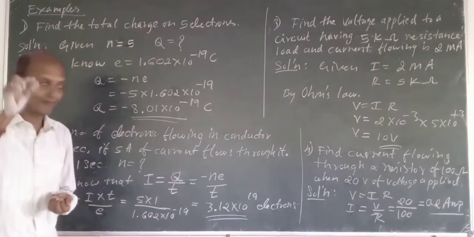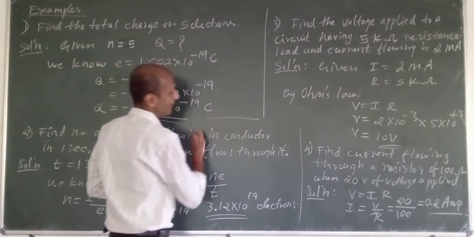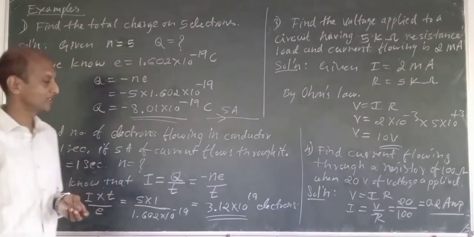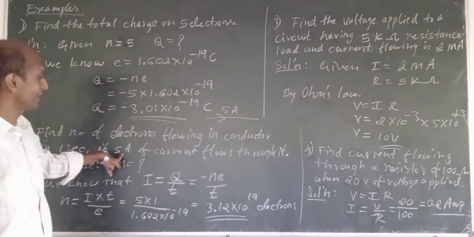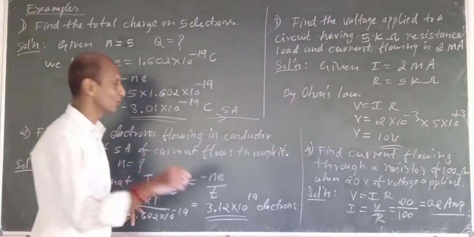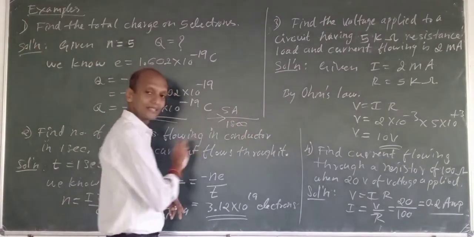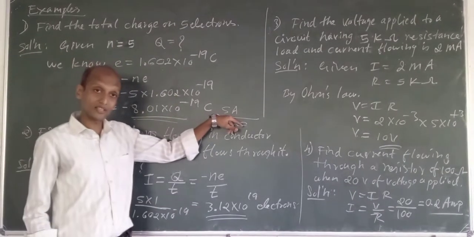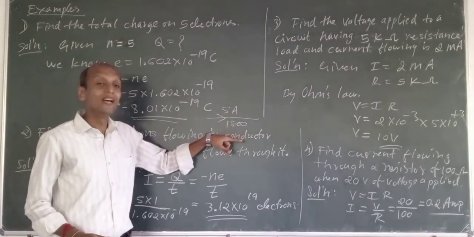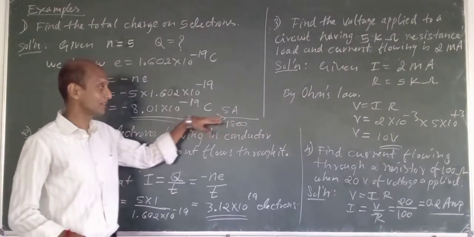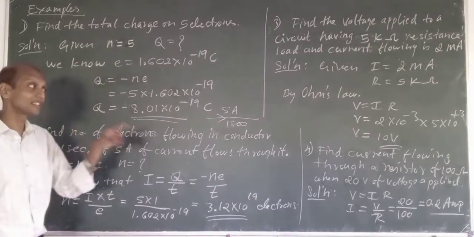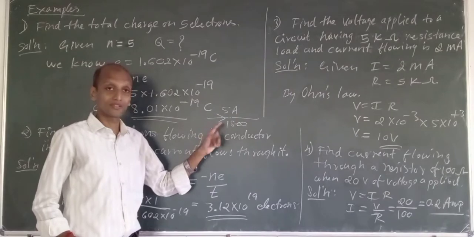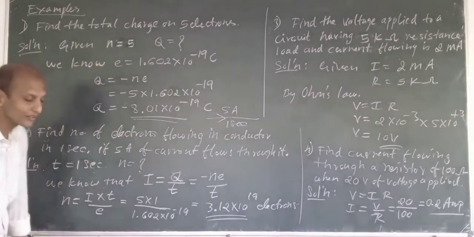So we have a conductor wire, and here 5 amperes of current is flowing. The current is measured in amperes, isn't it? So 5 amperes of current is flowing through it in 1 second. Our question is to calculate how many electrons are flowing to make 5 amperes of current in 1 second through a conductor wire. So that is our question.